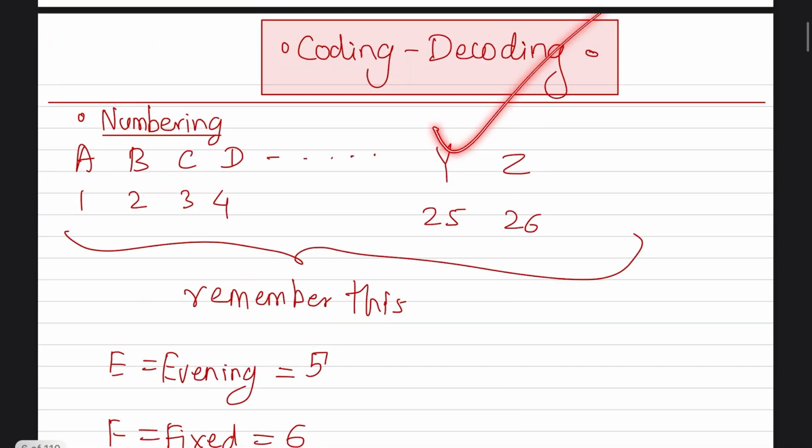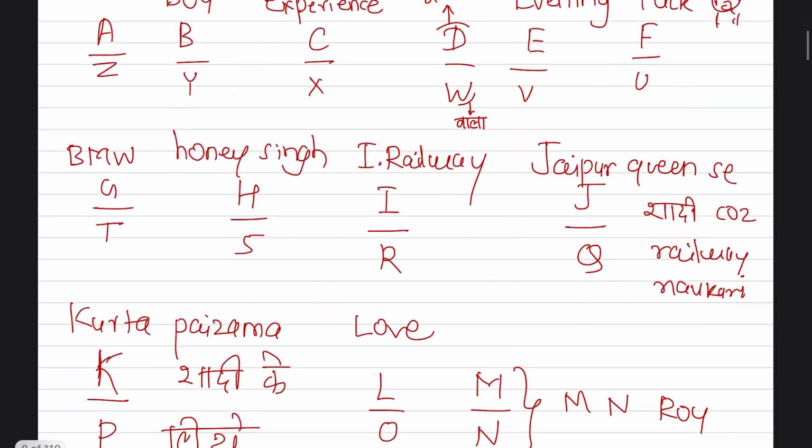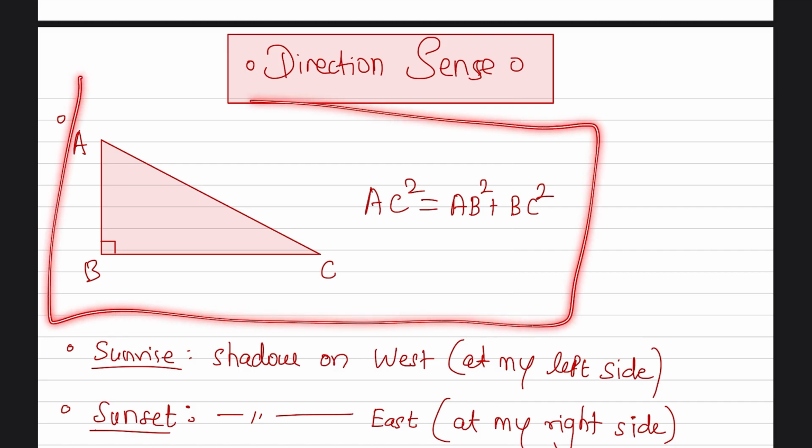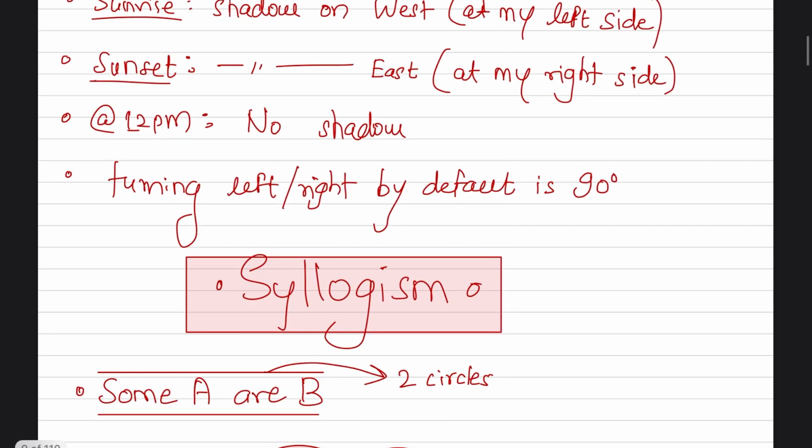Similarly, we have coding and decoding. Then we have the direction sense. Again, in direction sense it is totally logical reasoning, but sometimes direction sense might involve some mathematical component, and for that you should know the Pythagoras theorem, and that's it.